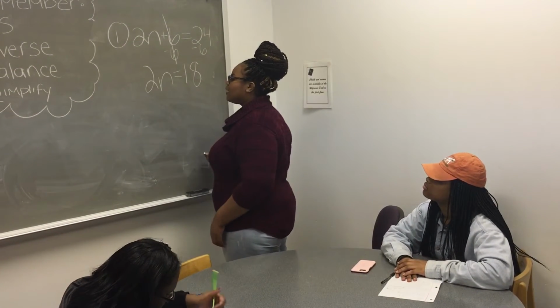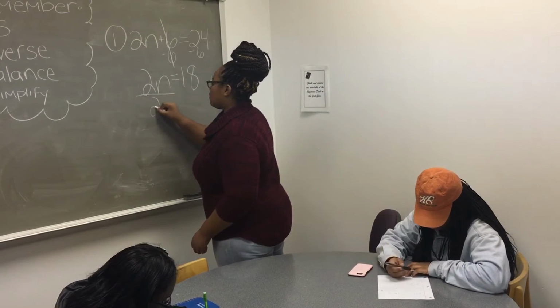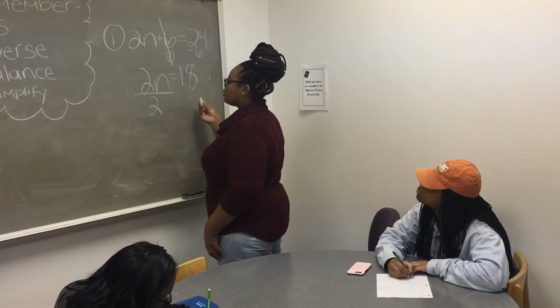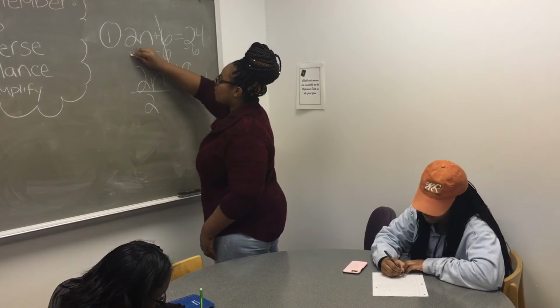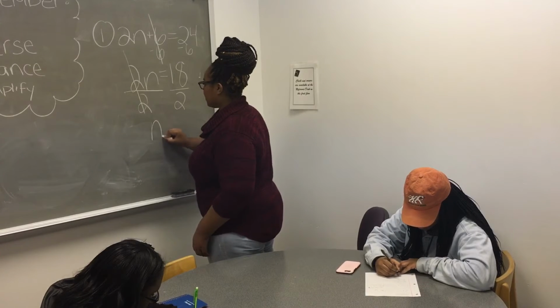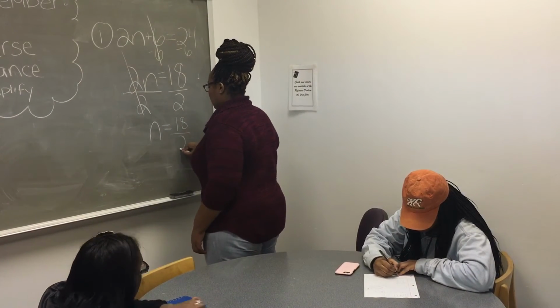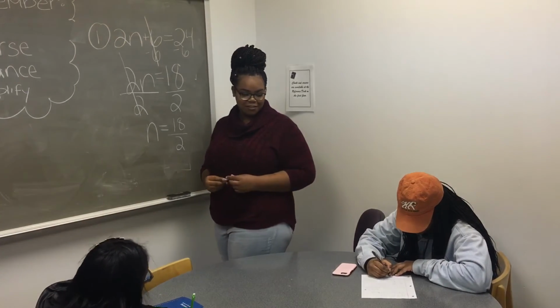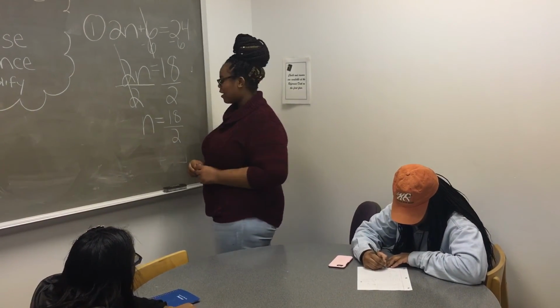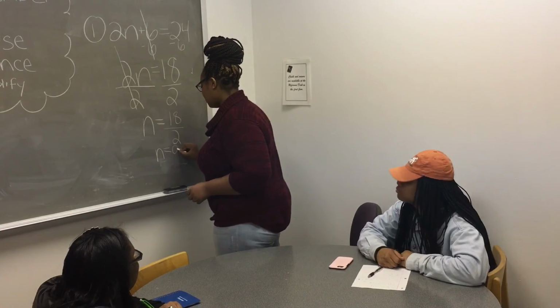Then we repeat IBS again. The inverse of multiplication is going to be division. And then we're going to balance it. Whatever we do to this side, we're going to do to this side. So the 2's cancel out, and what we're left with is n equals 18 over 2. Our last step, does anyone know that? Simplify. Great. And what we're going to get is n equals 9.